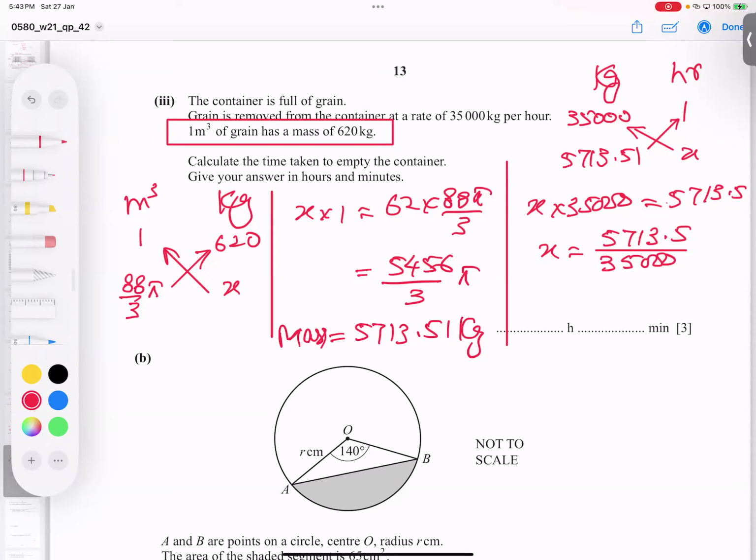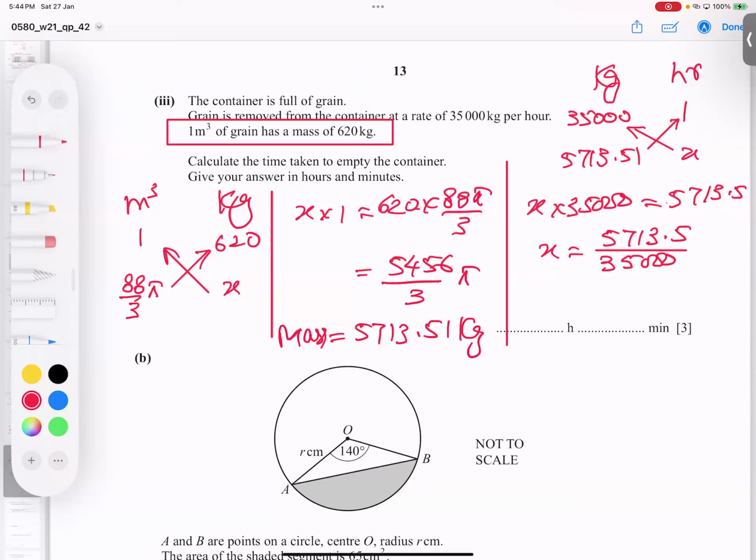I'll check again. Okay, wait a minute. I checked where the mistake is. Yes, students, I got the mistake. It is 620, but by mistake I wrote 62. So I should write 620. This mistake was there, and now I check again: 620 times 288 times pi by 3.